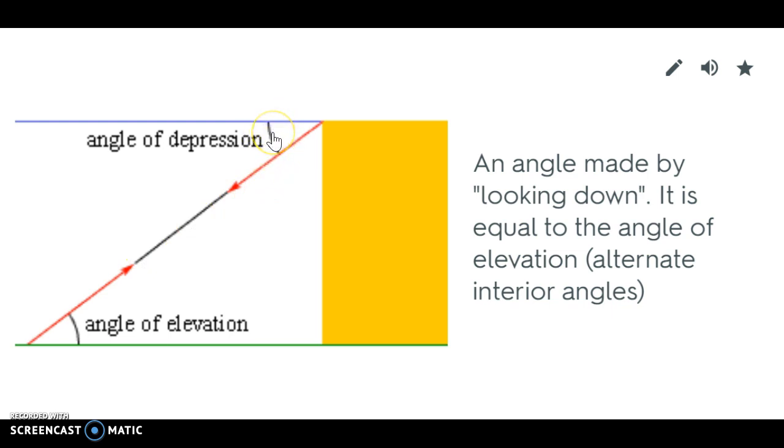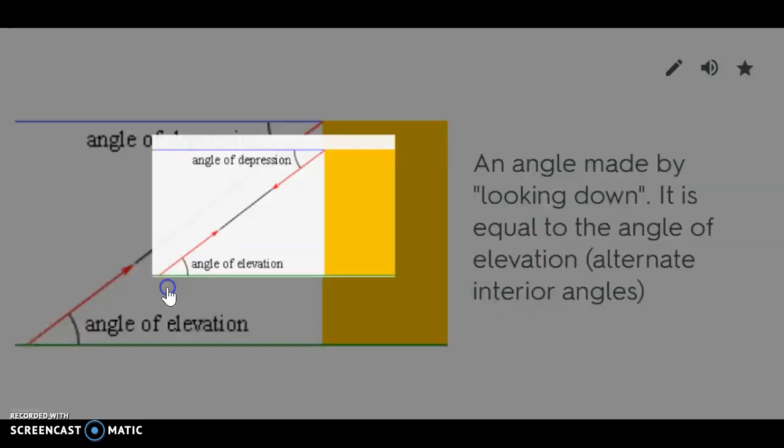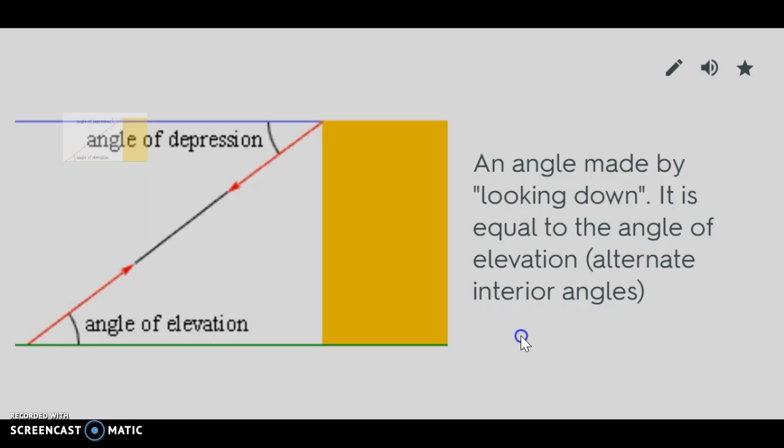What happens though is the angle of depression and the angle of elevation are equal, because if you notice those lines are parallel and those are alternate interior angles. So you have to recognize where the angle of elevation is and where the angle of depression is, and it's helpful to also understand that they're the same because of alternate interior angles.